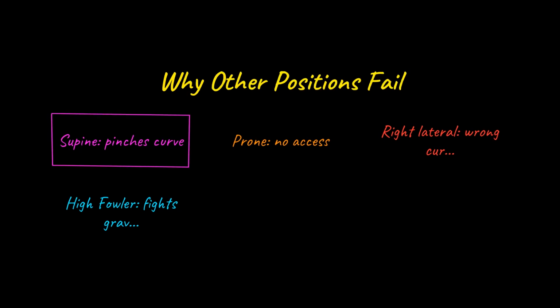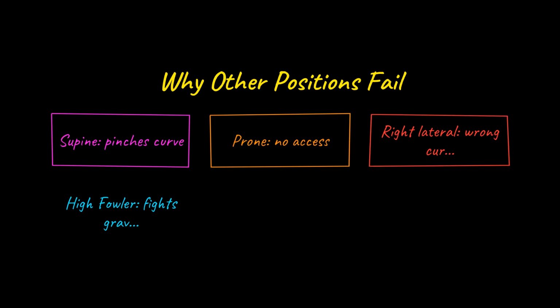Common wrong answers include supine, prone, right lateral, and half Fowler. Supine pinches off the sigmoid curve. Prone makes rectal access impractical. Right lateral works against the colon's natural direction. And half Fowler forces solution to flow against gravity, making retention difficult.